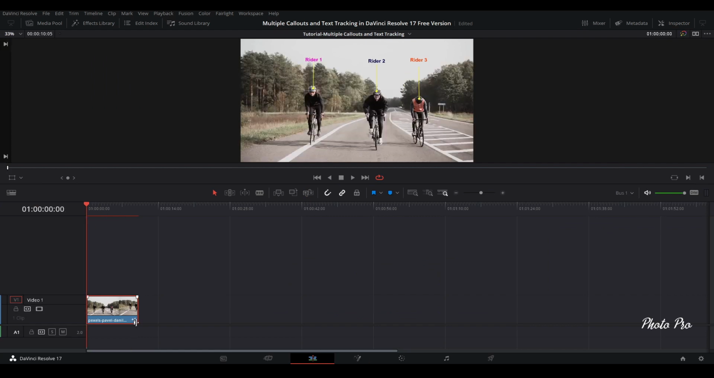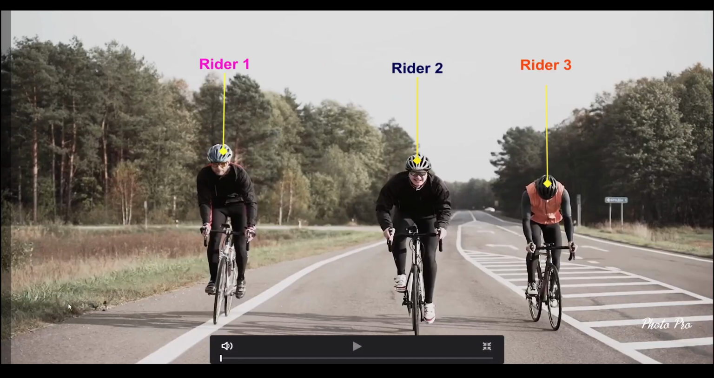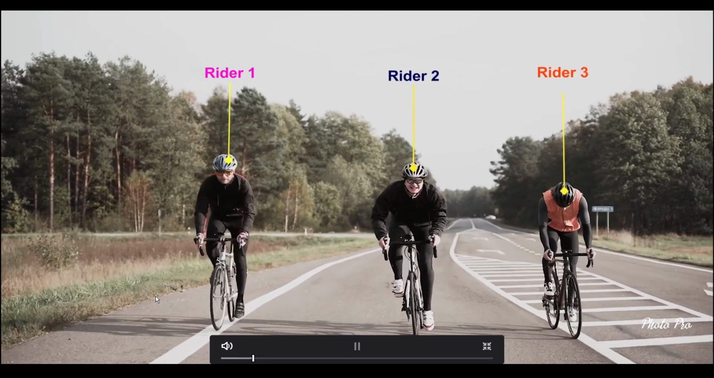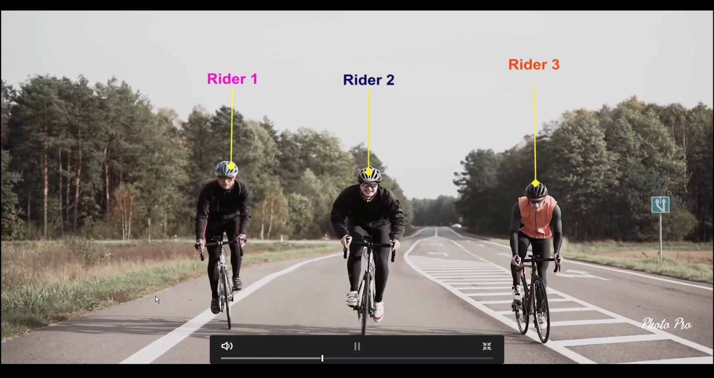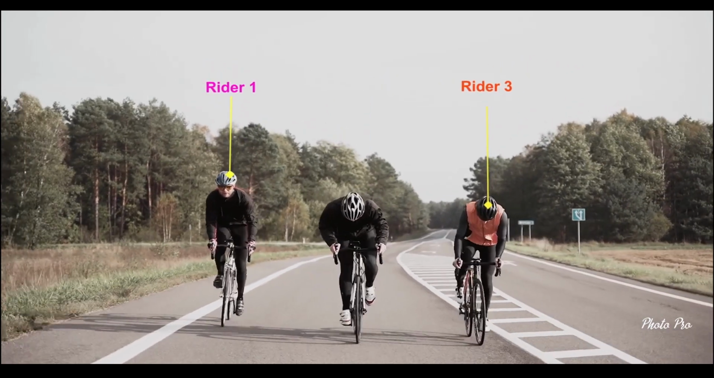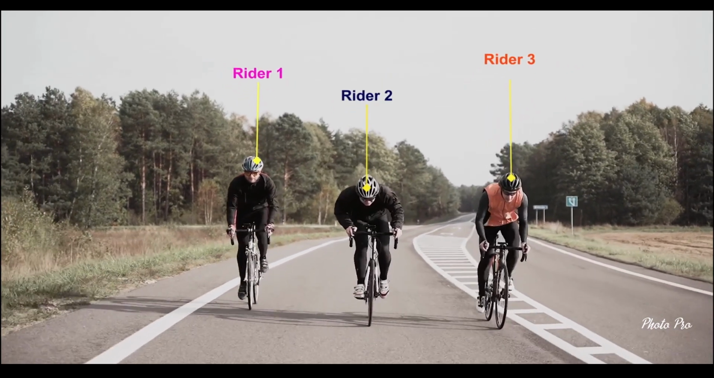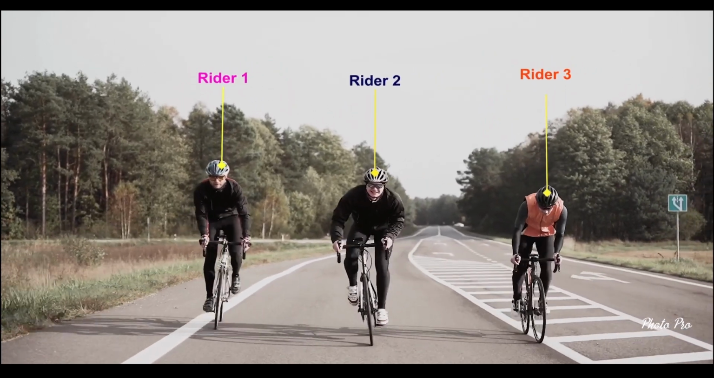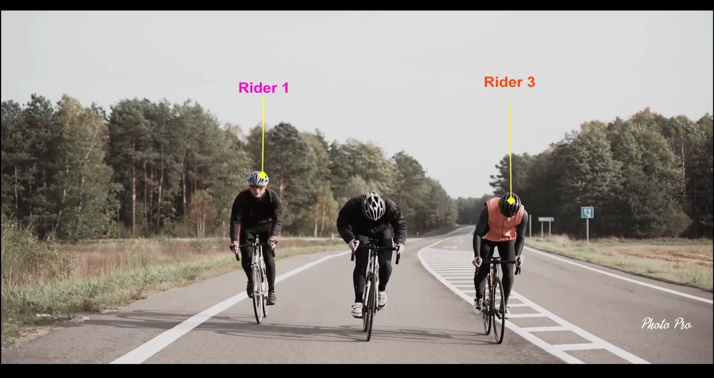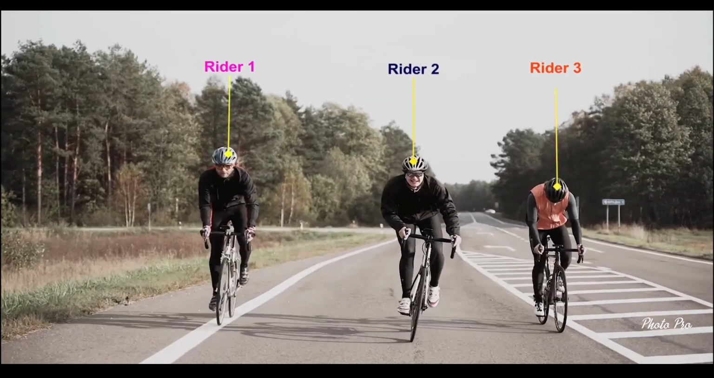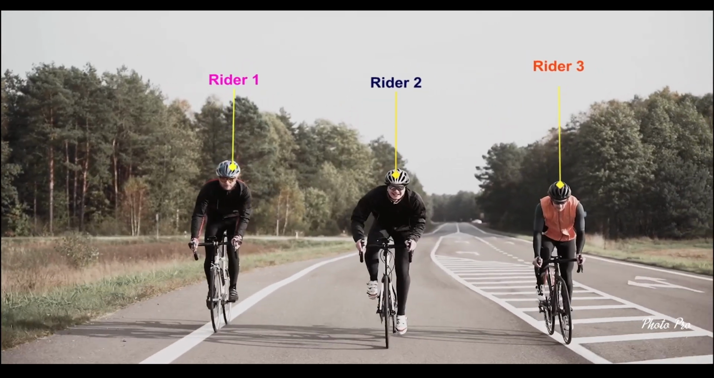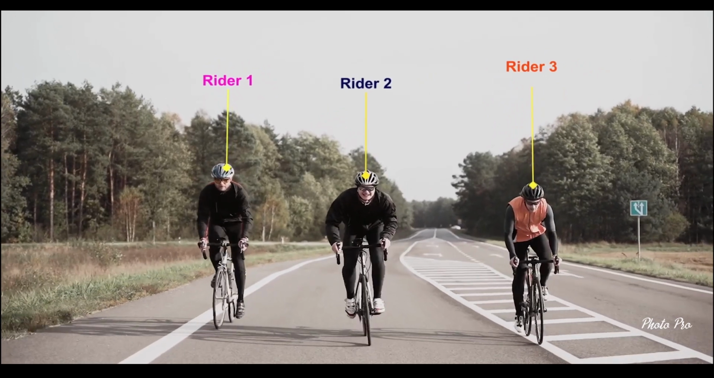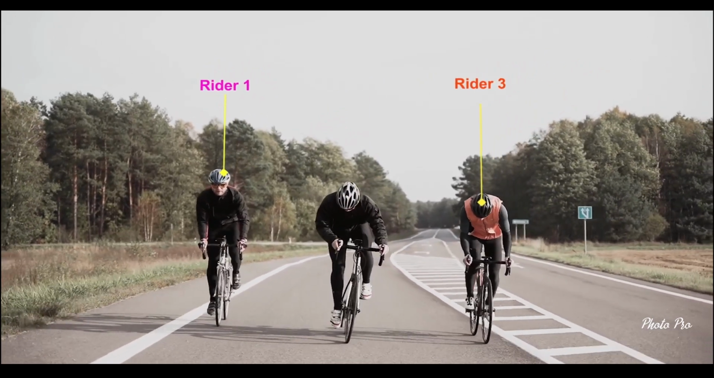So now we can see what we have done here. Let's go with the full preview. So let's play it through. Now we're gonna see the rider 2, we have removed it and put it back again. So there is no problem if you have multiple subjects in one shot. Just do it like that and it's really easy, nothing to worry about.